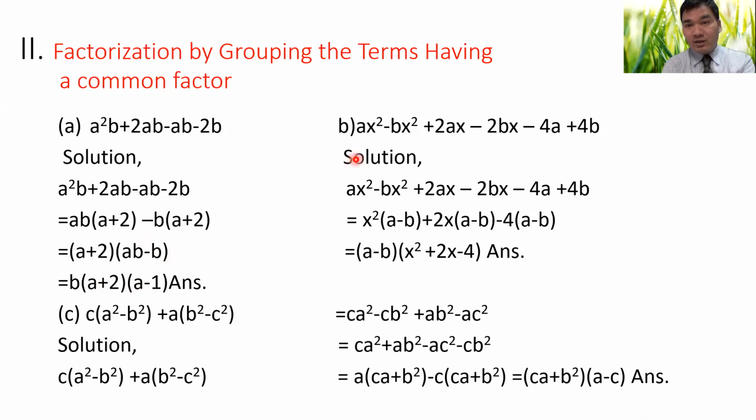And here also, 1, 2, 3, 4, 5, 6, there are 6 terms. That's why we have to make two terms in one group. Look: ax square minus bx square plus 2ax minus 2bx minus 4a plus 4b. They may be in the correct group, as I told you. If you take x square common here, what is left here?